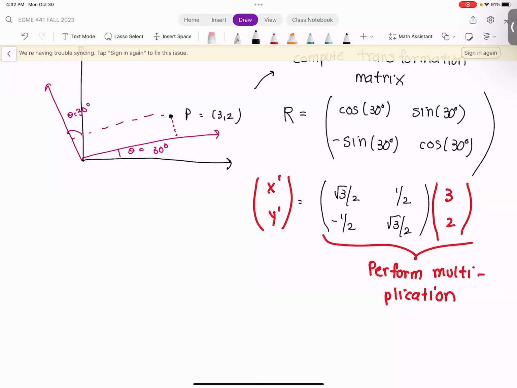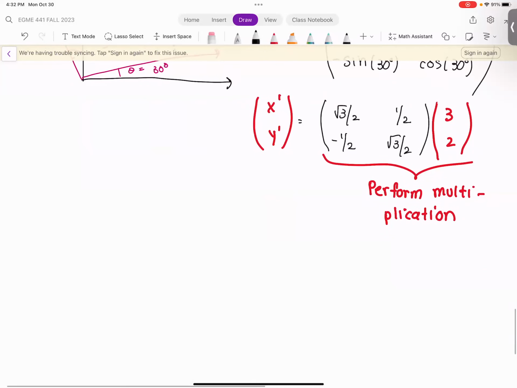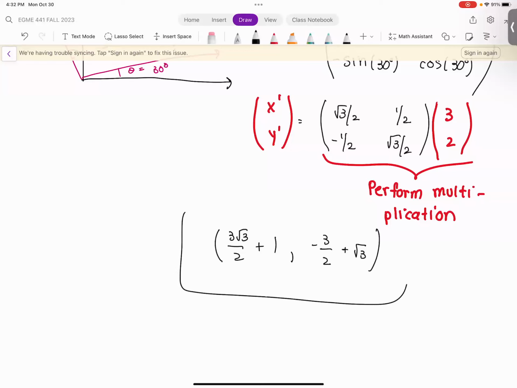I'll let you verify this, and you can perform the matrix vector multiplication. If you do that, I was going to say use a calculator, but it looks like I did not use a calculator. I computed this by hand, and I was too lazy to put decimals here. That is the x prime and y prime coordinates. This first entry here is the x prime, and the second entry will be y prime.